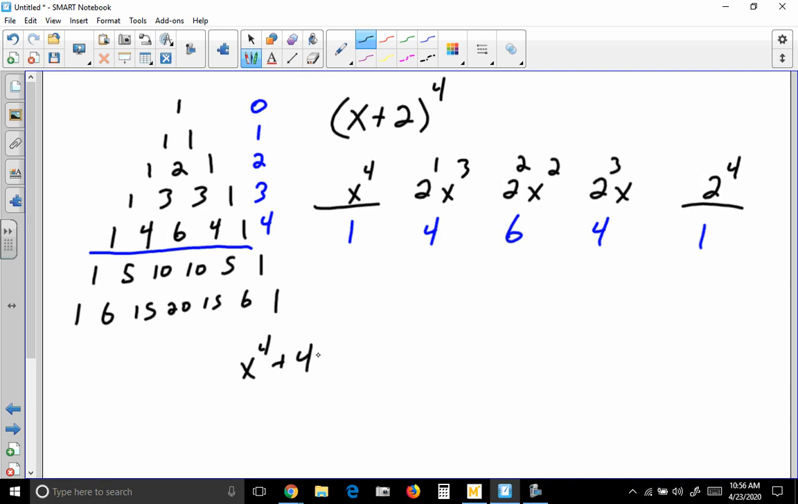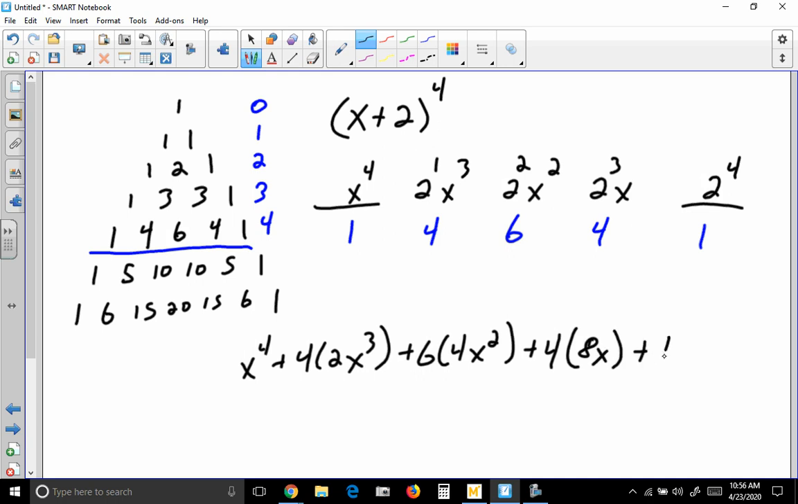We're going to have 4 2x cubes. We're going to have 6 2 squared, so 24 x squareds. We're going to have 4 2 cubes, so 32 x's. And we're going to have 1 2 to the 4th. So x to the 4th plus 4 times 2, so 8x cubed, plus 24x squared, plus 32x plus 16.